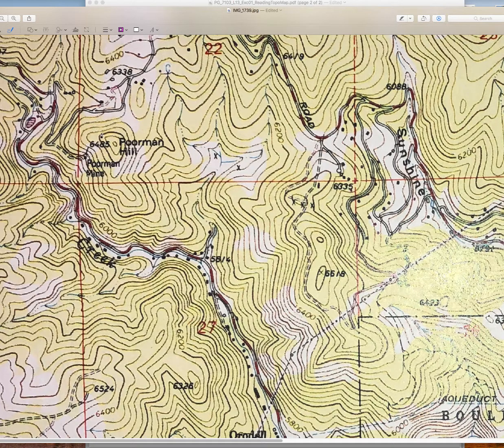Up around Poorman Hill, the contour lines are a little more widely spaced, so it's not flat up here, but it's a gentler slope, right? So this is more gentle. This is steeper, right? And again, your reasoning is how close together the contour lines are.